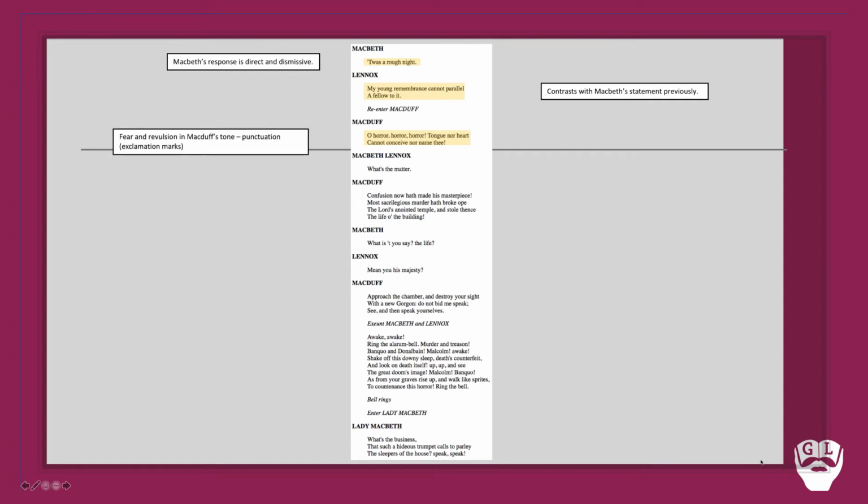We see this idea of fear and revulsion in Macduff's tone. He's very open, very explicit. The use of punctuation and exclamation marks shows that sense of fear and dismay and despair in Macduff's tone. Macduff continues to talk about how confusion now hath made his masterpiece, the Lord's anointed temple, and stole thence the life of the building. He begins to compare Duncan's body to the desecration of a holy temple, that in killing Duncan it has ruined this holy spectacle, and we see that Macduff is shocked and outraged and dismayed by this.